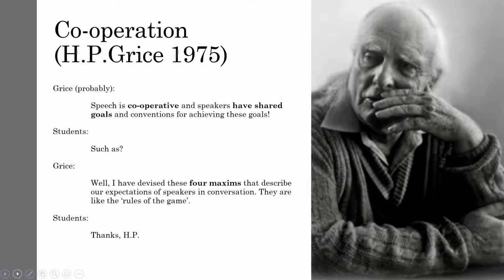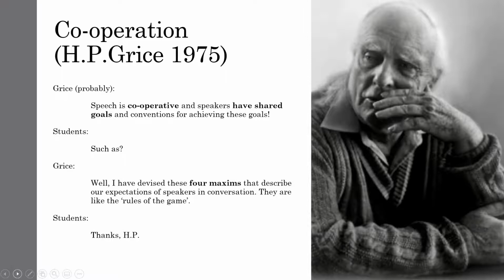Okay. Based on similar ideas to the accommodation theory are Grice's ideas about cooperation, and for some reason I chose to frame this rather jauntily in terms of an imagined play script. So something that Grice might have said, or at least something that provides a very good summary of his ideas about cooperation. Grice says that speech is cooperative, and speakers have shared goals and conventions, i.e. rules, for achieving these goals.